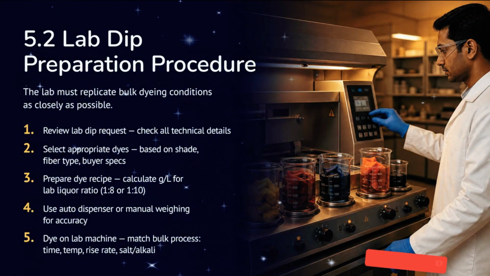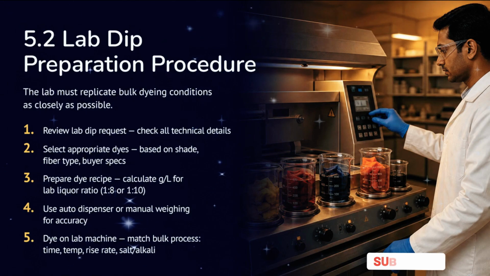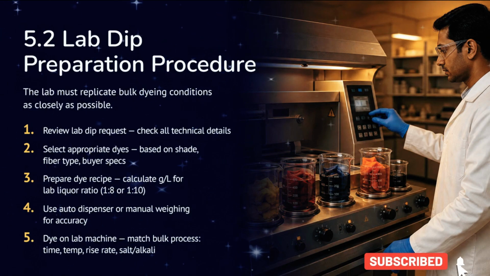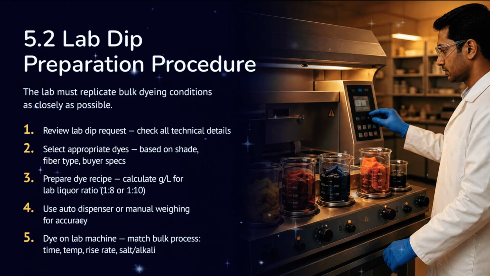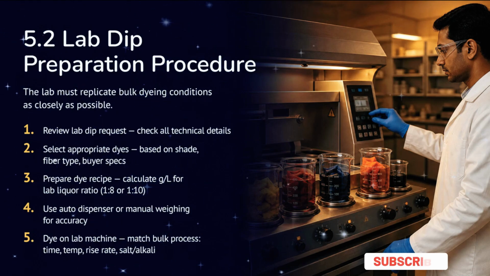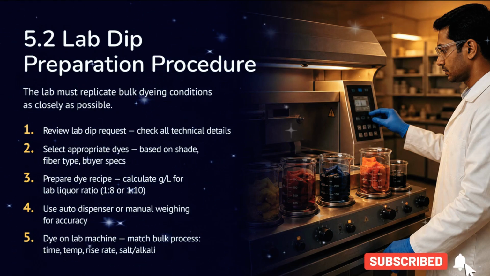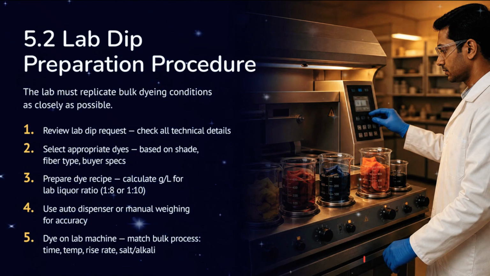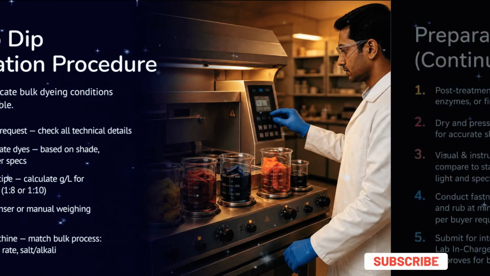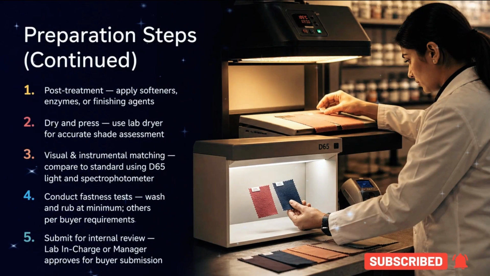Section 5.2 outlines the lab dip preparation procedure. The lab must replicate bulk dyeing conditions as closely as possible, which involves reviewing the request, selecting appropriate dyes, preparing the recipe, accurately weighing ingredients, and dyeing on a lab machine that matches the bulk process. Preparation continues with post-treatment, drying, and pressing.